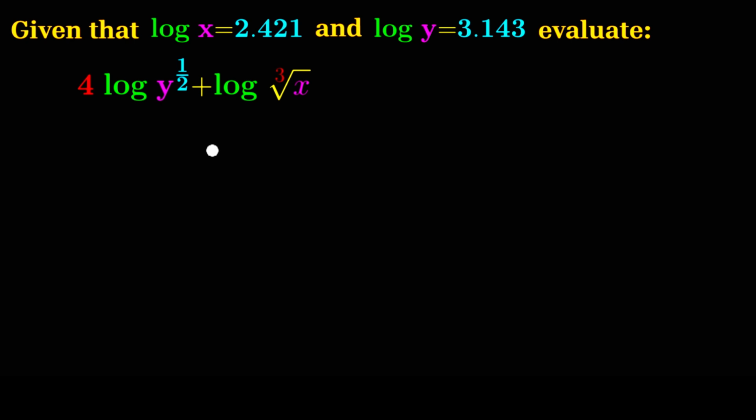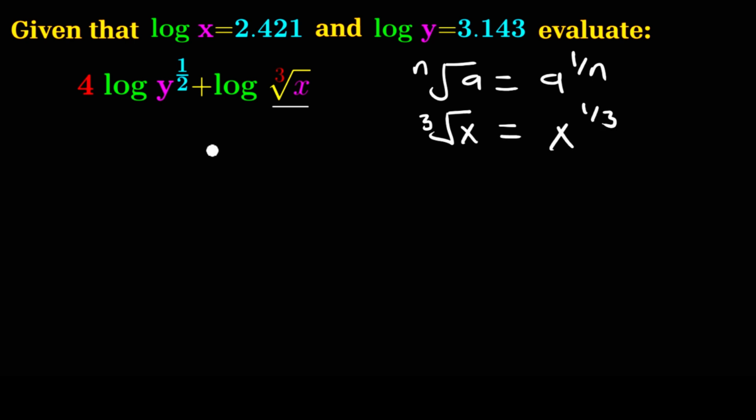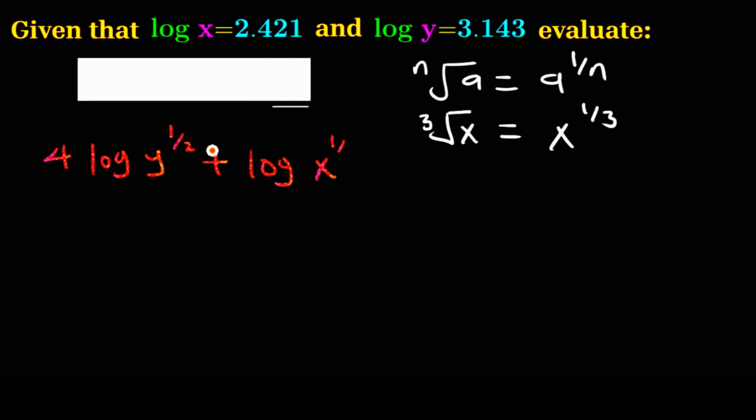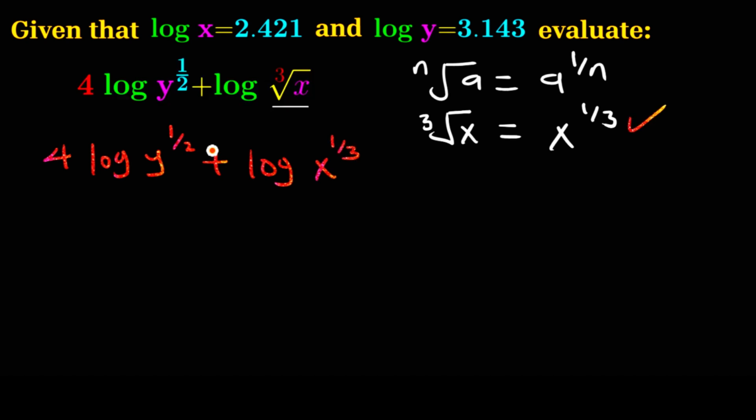So we're just going to use the laws of indices to express this radical. So remember, when you have the nth root of a number a, that is the same as that number raised to power 1 over n. So it means in this case, the cube root of x is going to be the same as x power a third. So that is what we're going to use. So let us manipulate this. So we have 4 log of y power half plus log of x power 1 over 3, as that is according to this law of indices.